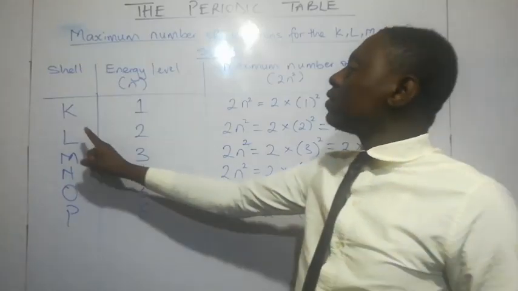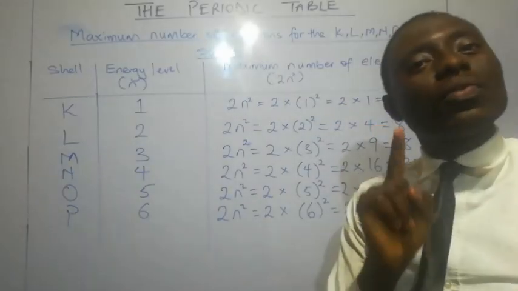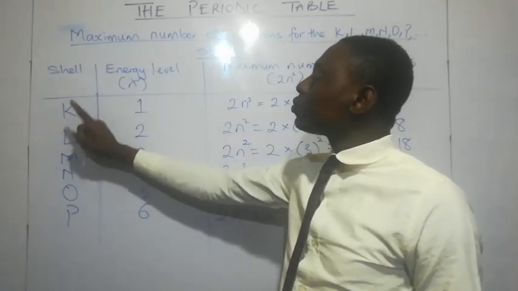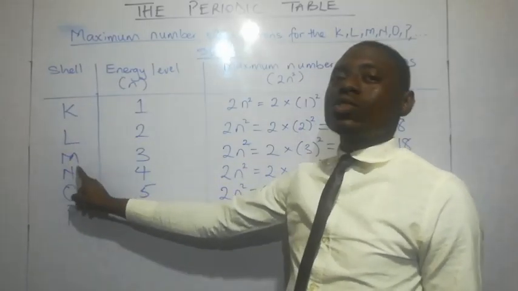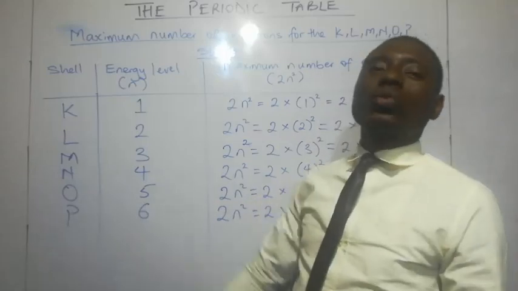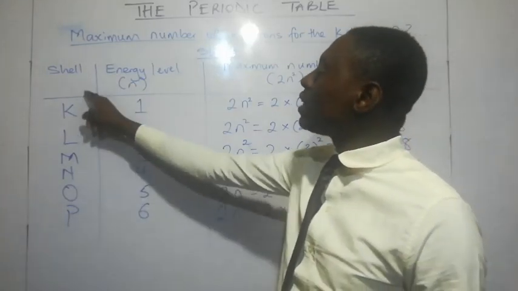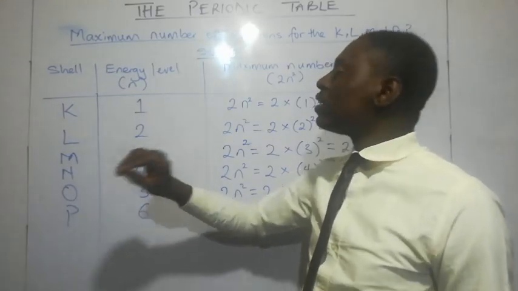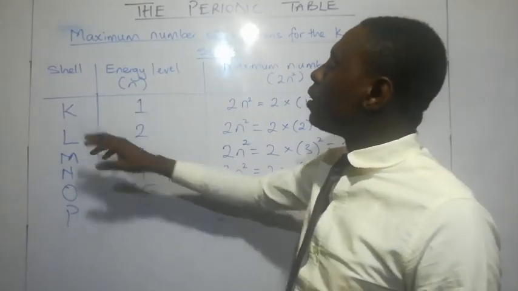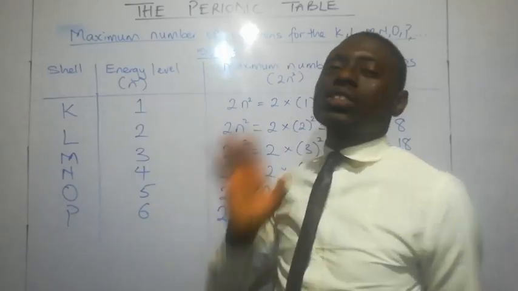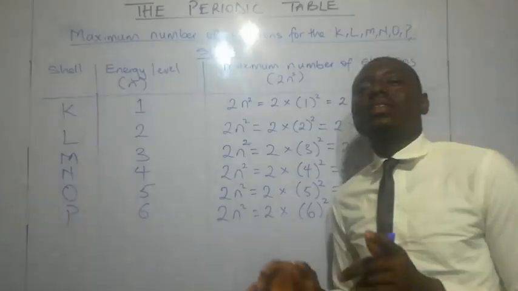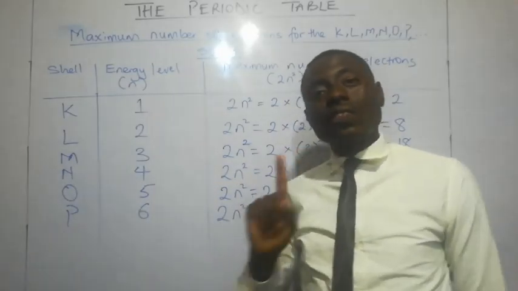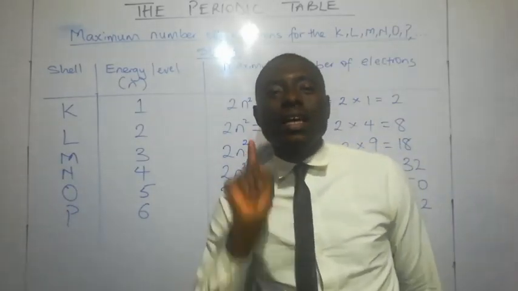This is only applicable for the first 20 elements. For the first 20 elements, the maximum on the K is 2, on the L is 8, on the M is also 8, and on the N is also 8. The first 20 elements do not exceed the first 4 shells. They stop at the N shell. The first 20 elements only use K, L, M, N shells. So this is 2, 8, 8, 8 for the first 20 elements.